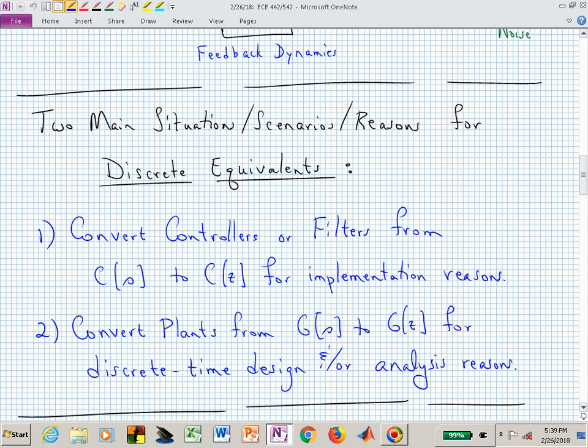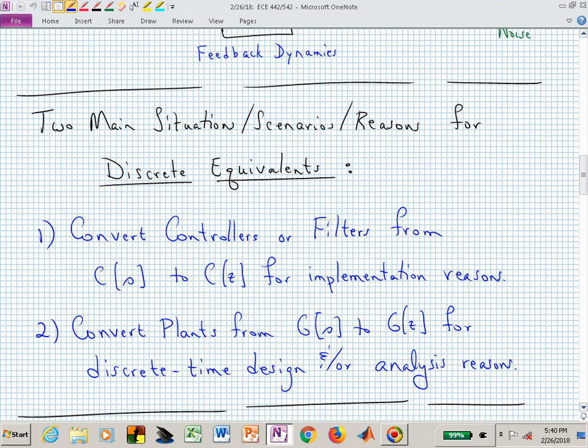The other scenario or reason is if we now have a plant. Maybe you have a bicycle and you don't want to play with differential equations. You actually want to describe it as linear difference equations. Now you want to convert this analog transfer function, capital G of S, into a G of Z. These two scenarios have two different ways of going about that computation.